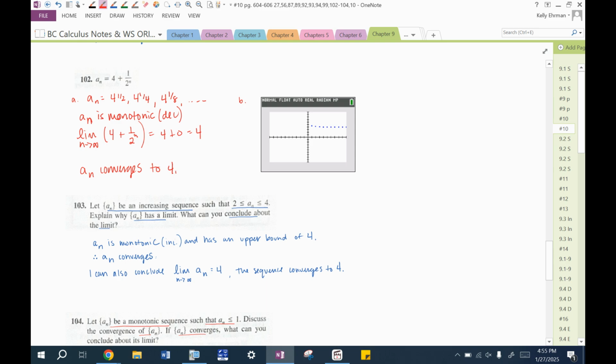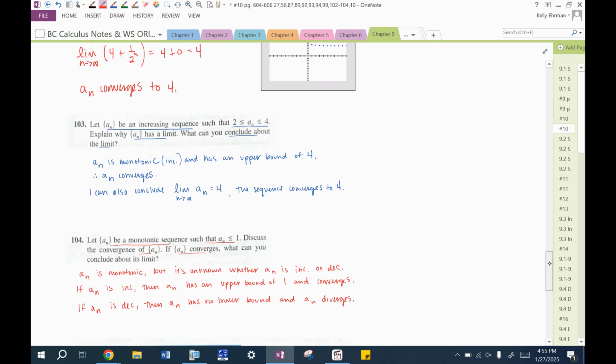Okay, the rest of these I left my written answers on. I just wanted to talk through them a bit. So 103 says, let sequence A be an increasing sequence such that the terms fall between 2 and 4. Explain why the sequence has a limit. What can you conclude about the limit?